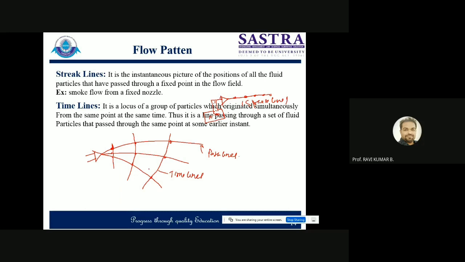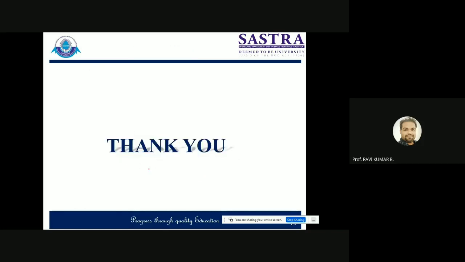So streak line, timelines, path line, and streamline. We have defined all these kinds of lines which are required to visualize the flow. For today, this much is enough. If you are having any doubt, let's start our discussion.